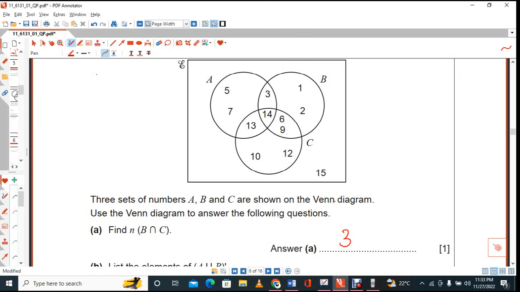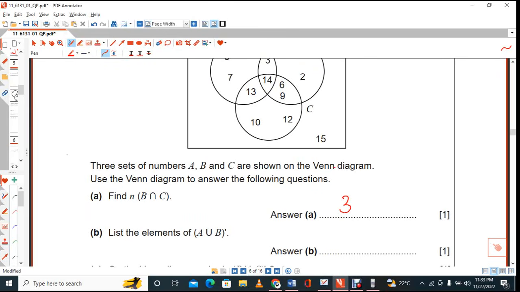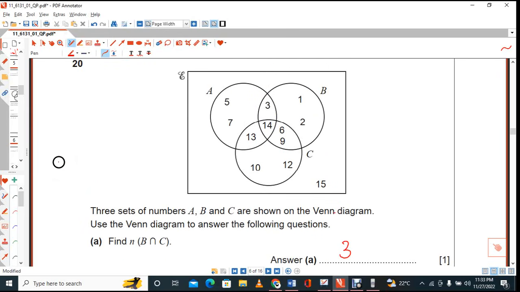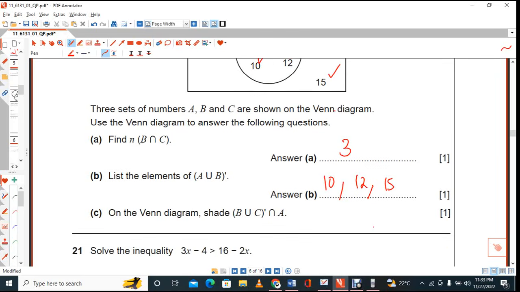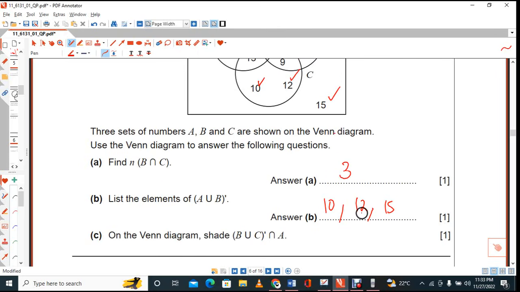Right, the next one is you're supposed to list A union B complement. So you take the union of A and B. What is not in the union of A and B? First of all, the union of A and B is represented by all of that. So what is not in that union is this 10, this 12, and this 15. They are not in the union of A and B. So you list them accordingly. It's going to be 10, 12, and 15. It doesn't matter if you arrange them according to order of size or not.